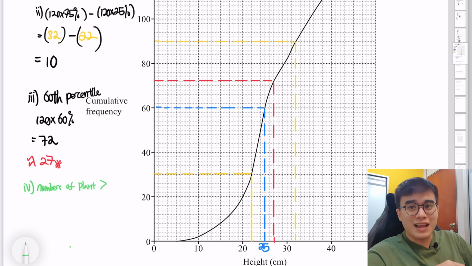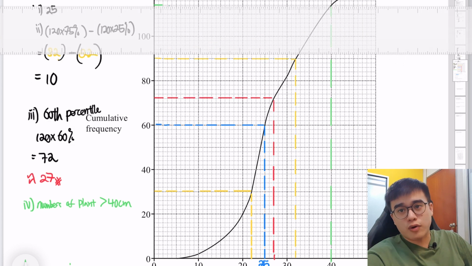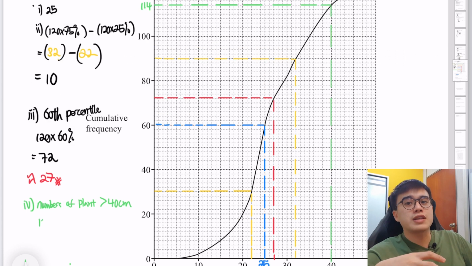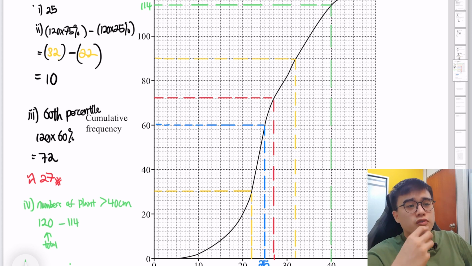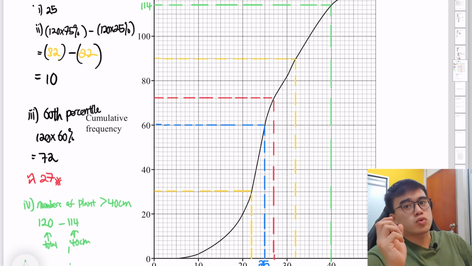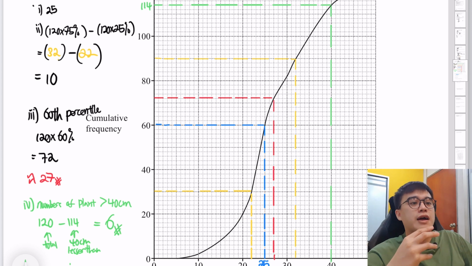So I drew a green line over there. From 40, trace it back up. We actually get the result as 114. But this 114 actually represents how many of them are less than 40 cm. So to get the result the question wanted, I'm required to take the total of 120 minus 114 and get the value as 6.